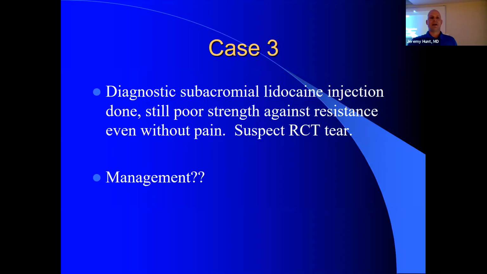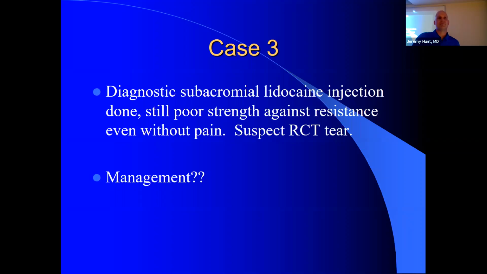So in this case, tried that, still poor strength against resistance even without pain, so you're pretty suspicious of a rotator cuff tear. So what are you going to do with this lady? And you get this pretty commonly. What are your options?